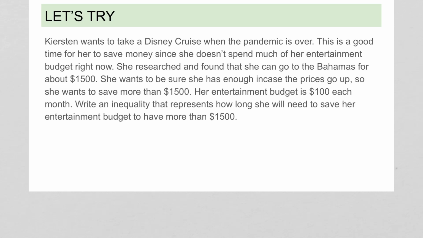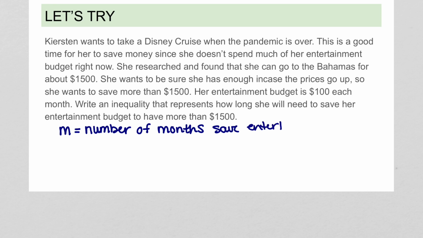Okay, so what is it asking? It's asking how many months before she has more than $1,500. So let's use M as our variable and say that M is the number of months that she will save her entertainment budget. Okay, that's a lot of words, but it's the number of months.